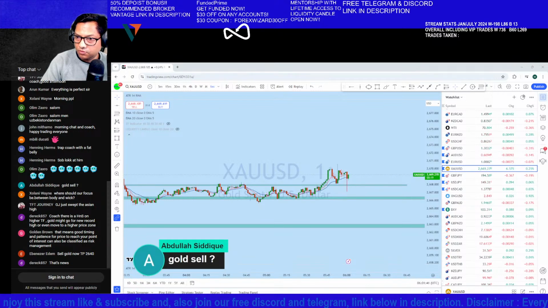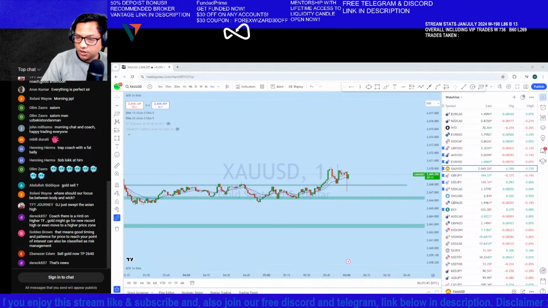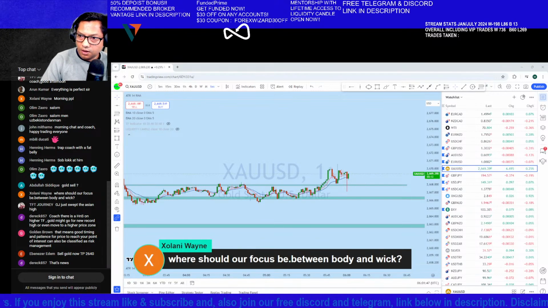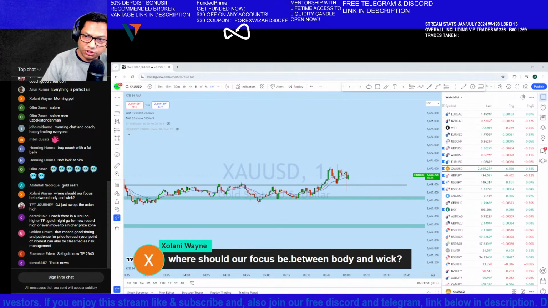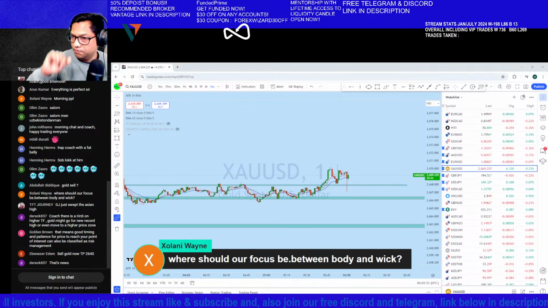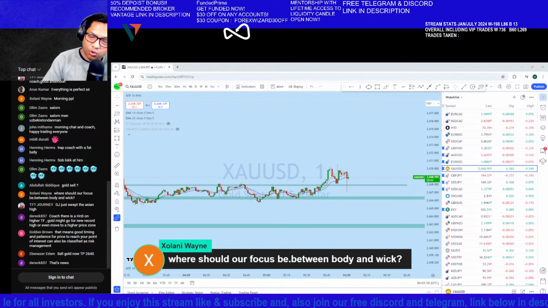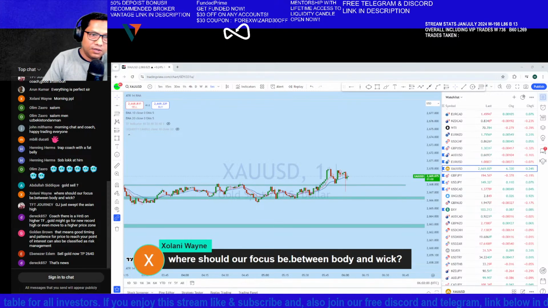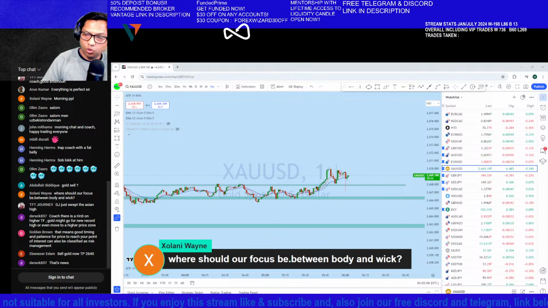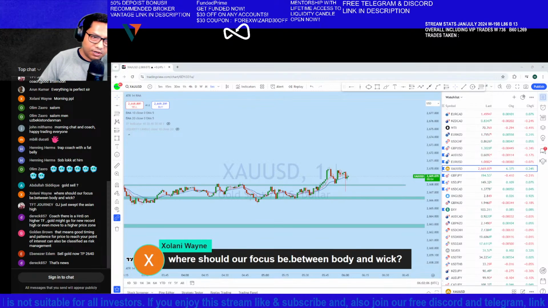Colossal, thank you. Where should our focus be between body and wick? Okay, that's a very important question. I think the focus should be on both body and wick, but how the wick forms and the body forms will determine the candle health.